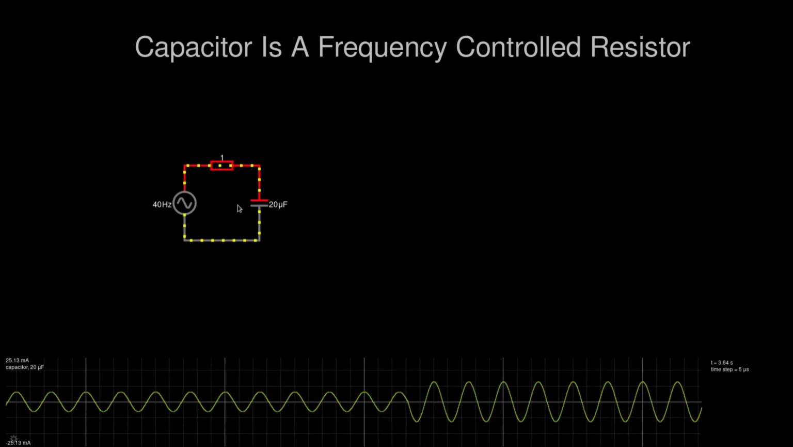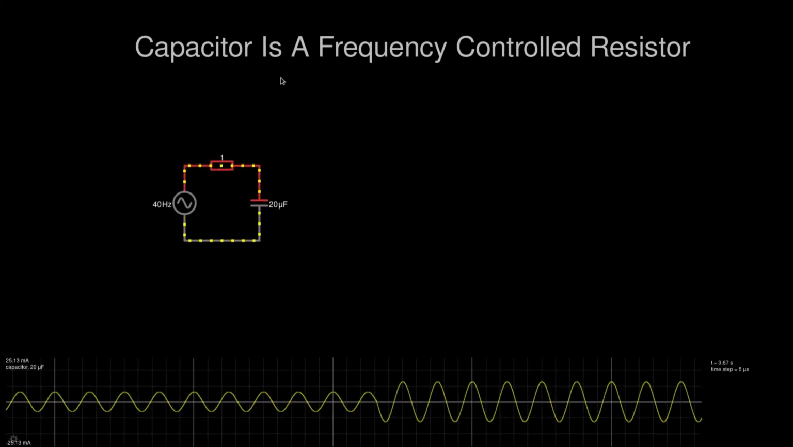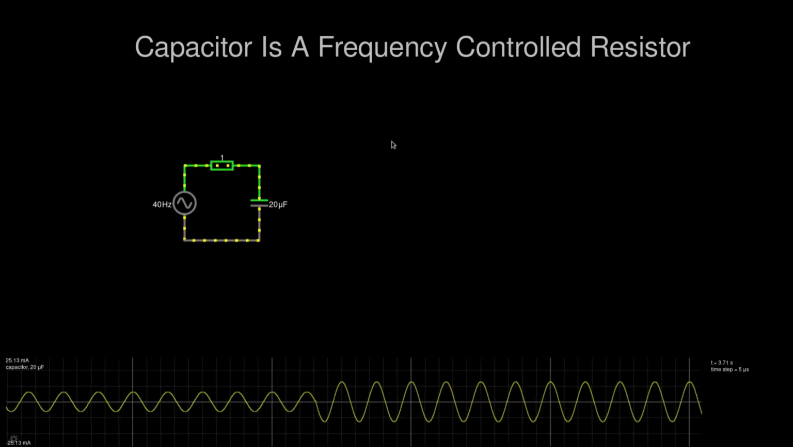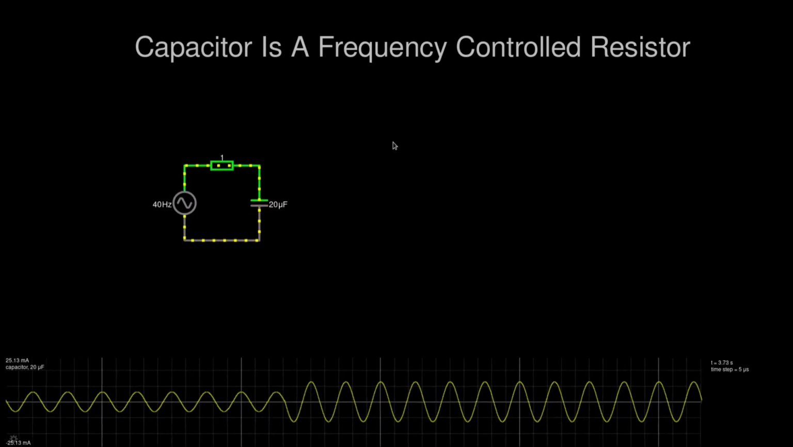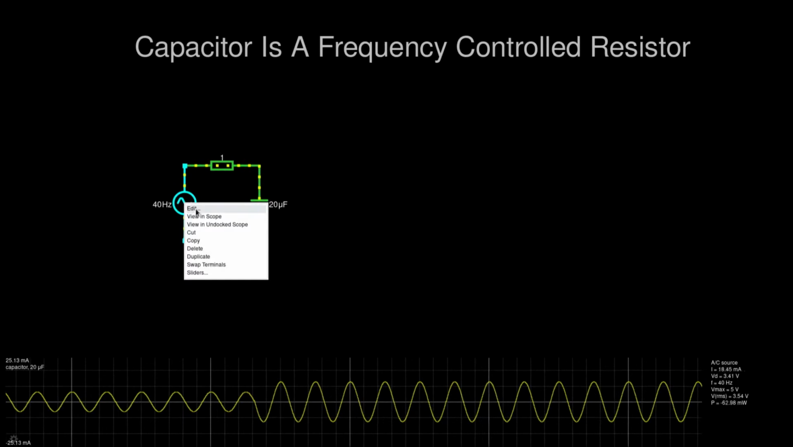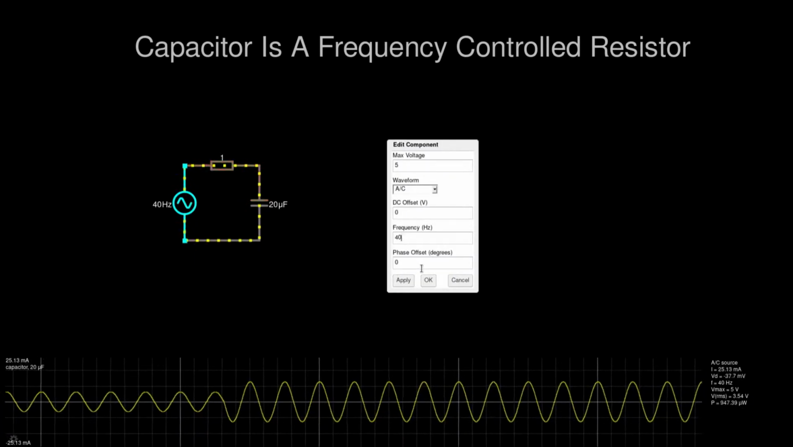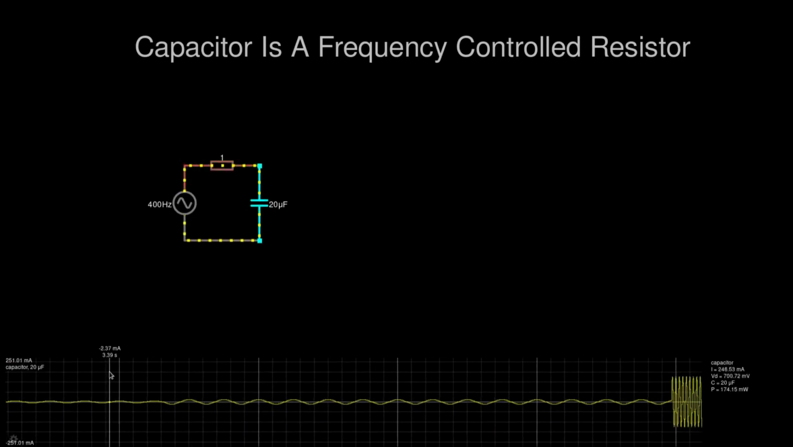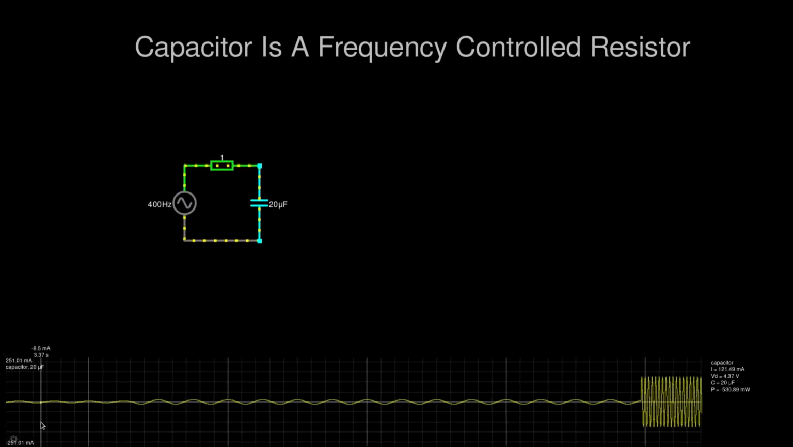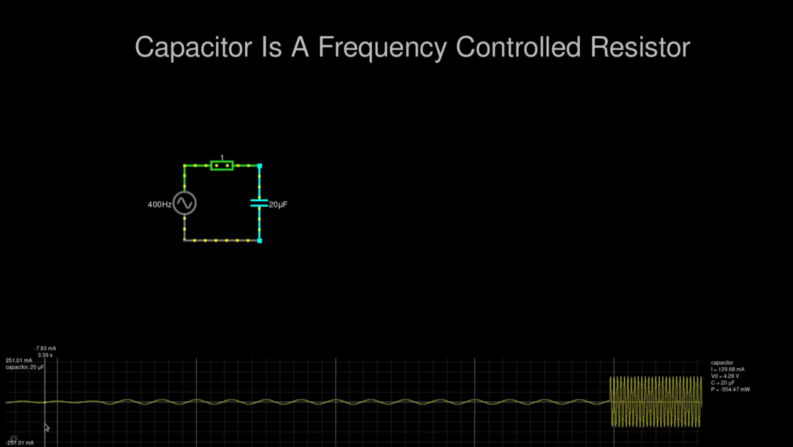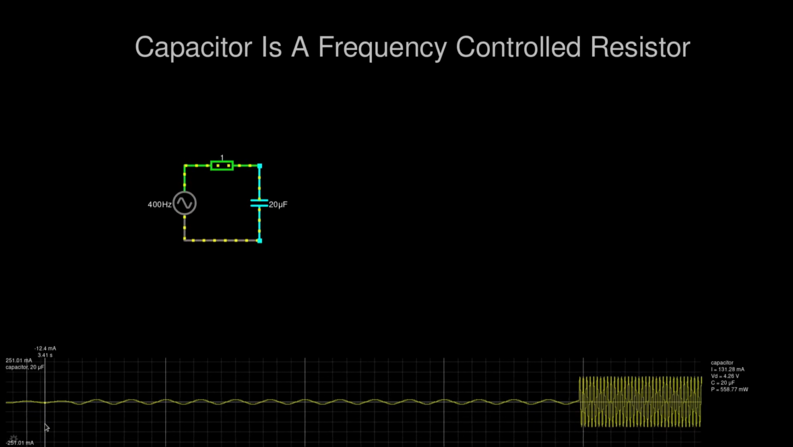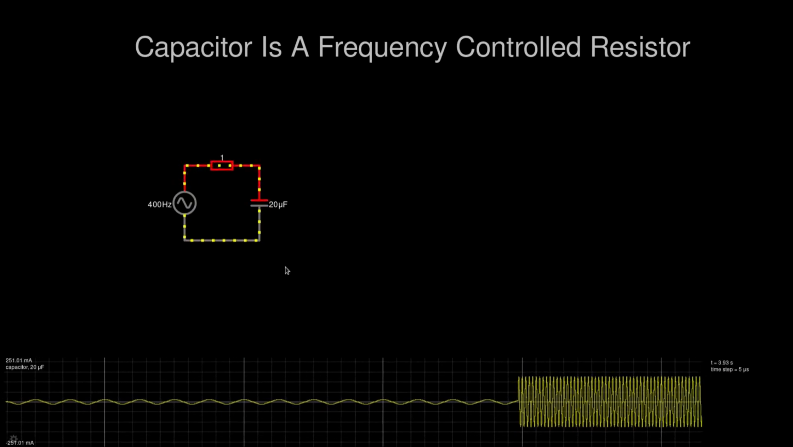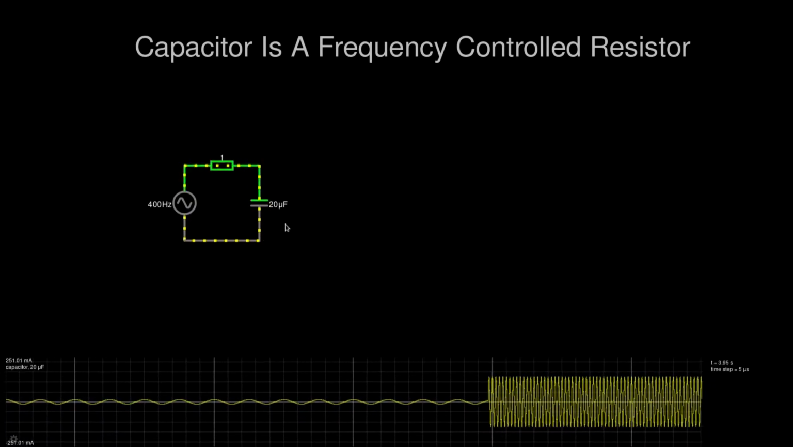Okay, that's alright, but still, capacitor is a frequency controlled resistor. They did not tell me that at school. At least they did not tell me that at school. Let's change the frequency. Let's change it from 40 Hertz to 400 Hertz. And the amperage has gone from 25 milliamps to 250 milliamps. That's actually quite linear in this case. So we can see that the higher the frequency, the higher amperage. That shows that the higher the conductivity of the circuit, and that means that the resistance is lower.